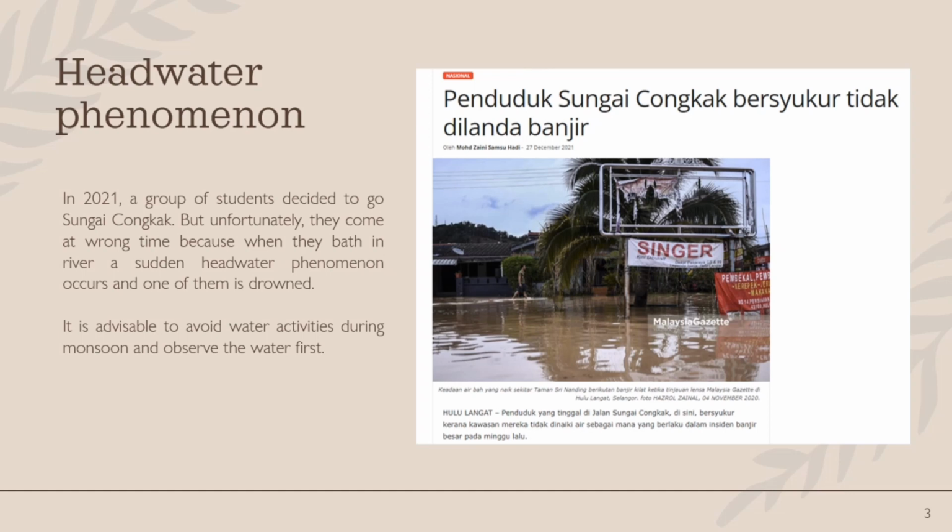In 2021, a group of students decided to go to Sungai Congkak, but unfortunately, they came at the wrong time because when they bathed in the river, a sudden headwater phenomenon occurred and one of them drowned. It is advisable to avoid water activities during monsoon and observe the water first. This is why during our mini project, we noticed that the riverbank is eroded by water.